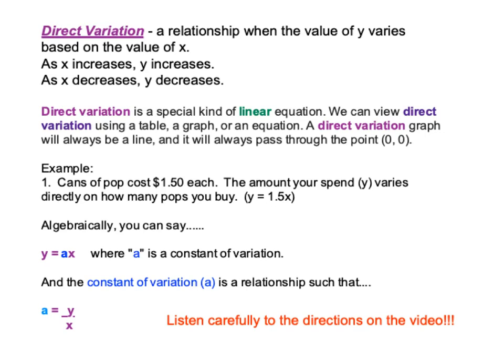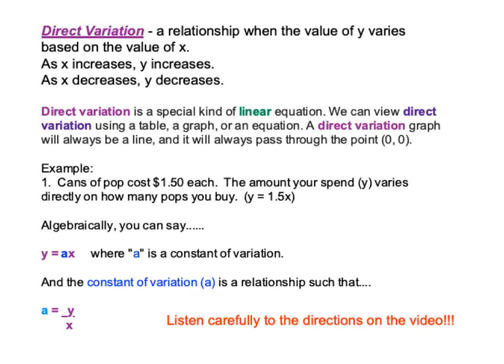Okay, so direct variation, it's a relationship when the value of x varies. X goes up, y goes up. X goes down, y goes down. And you can kind of read through here and see it's a linear equation. And if you remember anything about linear equations, we usually think of slope-intercept form. So when we're talking about direct variation, it's basically like looking at a linear equation in slope-intercept form, but there's no y-intercept. That's basically what it means. So your y-intercept is essentially 0, so you're always going to pass through the point 0, 0.